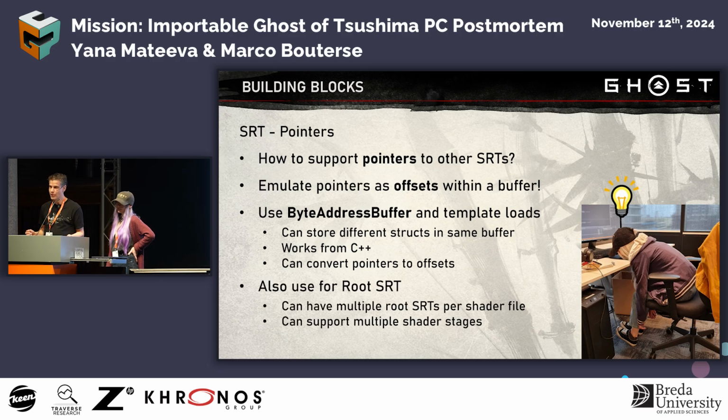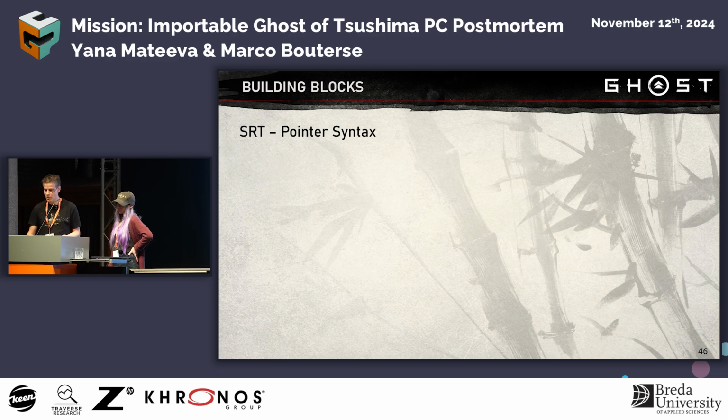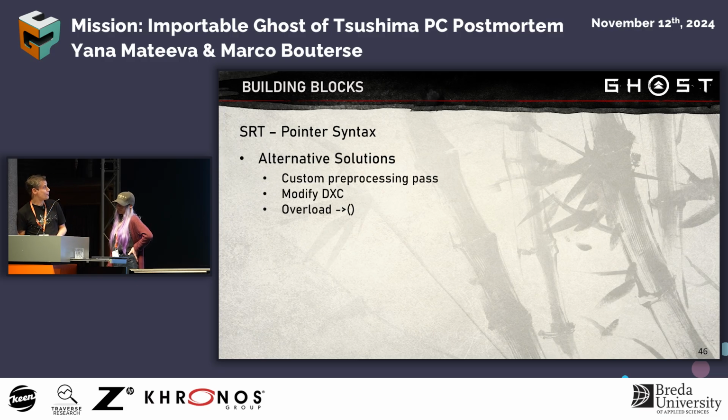This worked so well that we also used it for our root SRT. We just pass an offset as a root constant. And using this, we can actually have multiple SRTs per shader file, and we can also support different shader stages using a different SRT. So how do we deal with the pointer syntax itself?